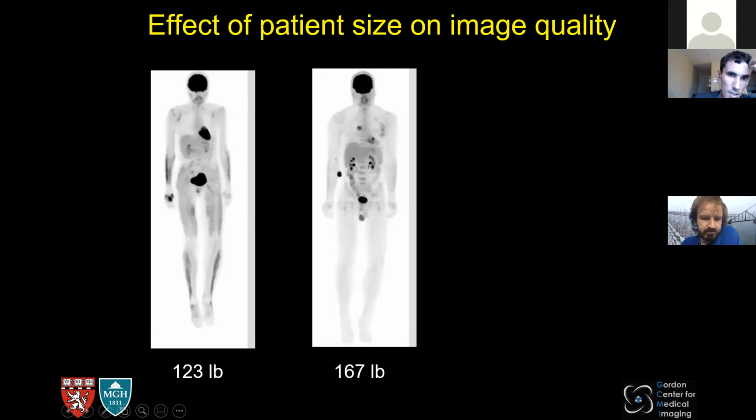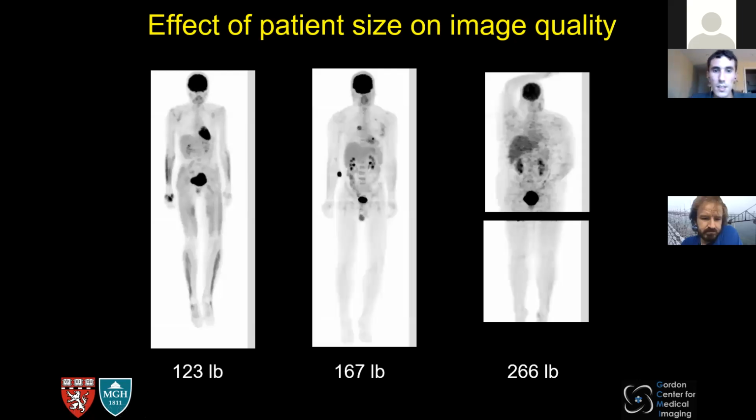So these are some images taken in patients of different sizes. 123 pounds on the left, 167 in the middle, and a very large patient here on the right, 266 pounds. These are FDG scans, and we have injected the same amount of activity per weight of each patient. We have also scanned the same duration, okay, so these are pretty much comparable.